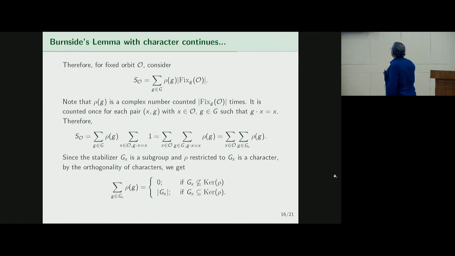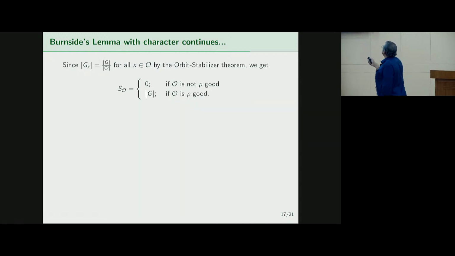When I plug it in, I sum over x inside O, and whenever Gx is inside the kernel of rho, I get the cardinality of Gx. Otherwise, I don't count it at all. Only those x I am counting. So the cardinality of Gx, by the orbit-stabilizer formula, is the cardinality of G divided by the cardinality of the orbit. This is true for all x.